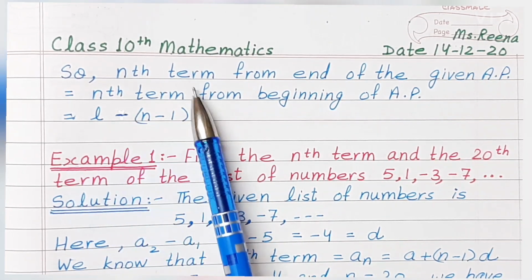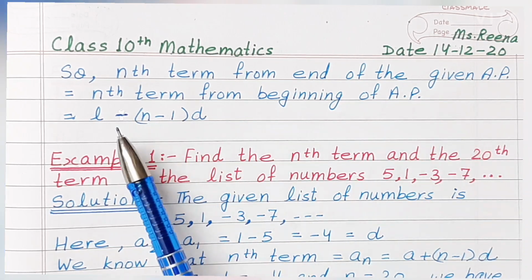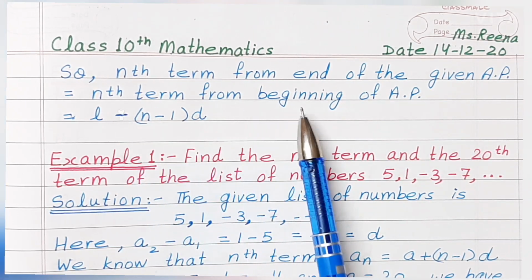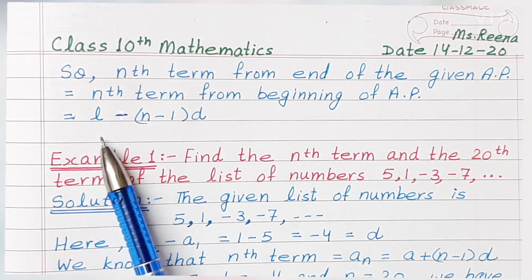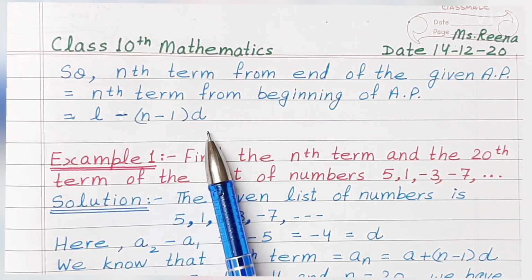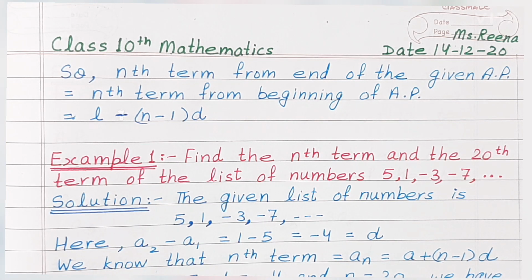So, nth term from the end of the given AP is the nth term from the beginning of the reversed AP. In this case, it is L minus n minus 1 D. Now students, let us discuss a few examples based on arithmetic progression.